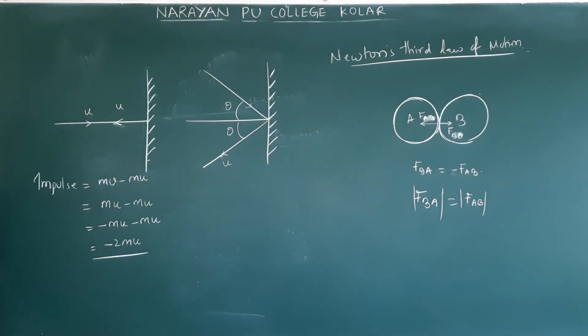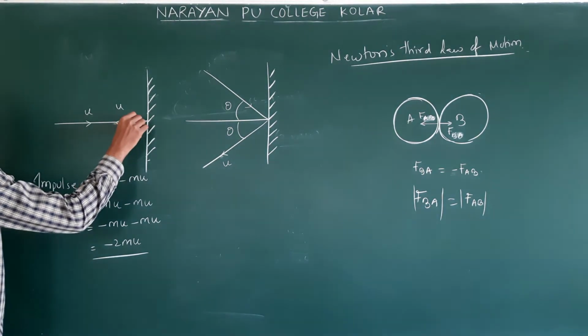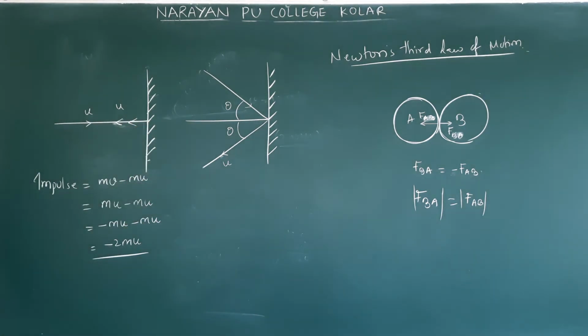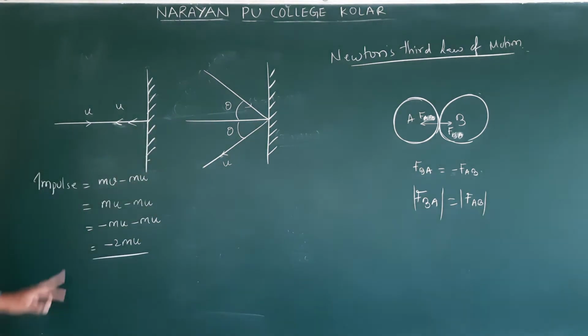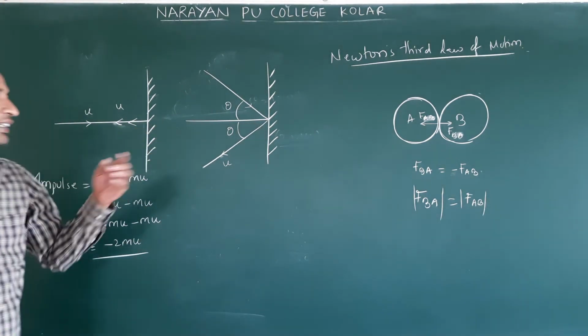Clear? So the wall exerts a force on the ball, in which direction? In this direction. Clear? The ball's force on the wall is in the positive direction. Right? This is the first case. Now come to the second case.